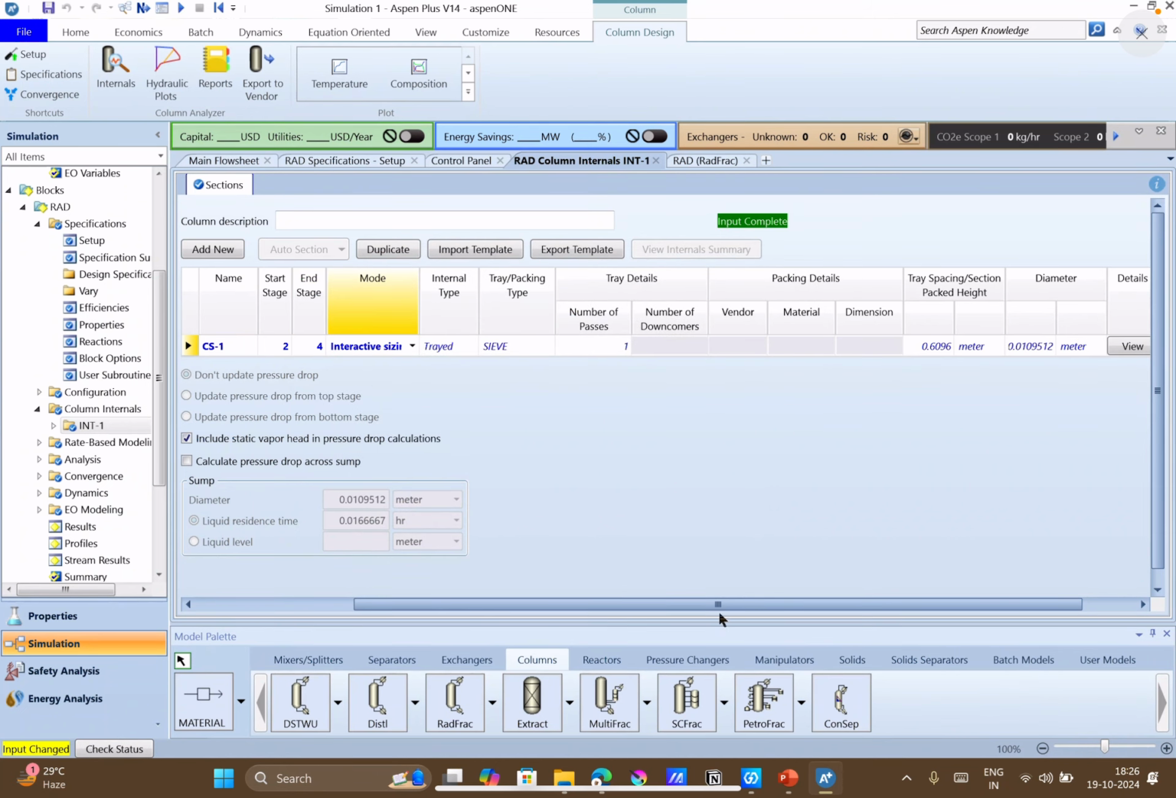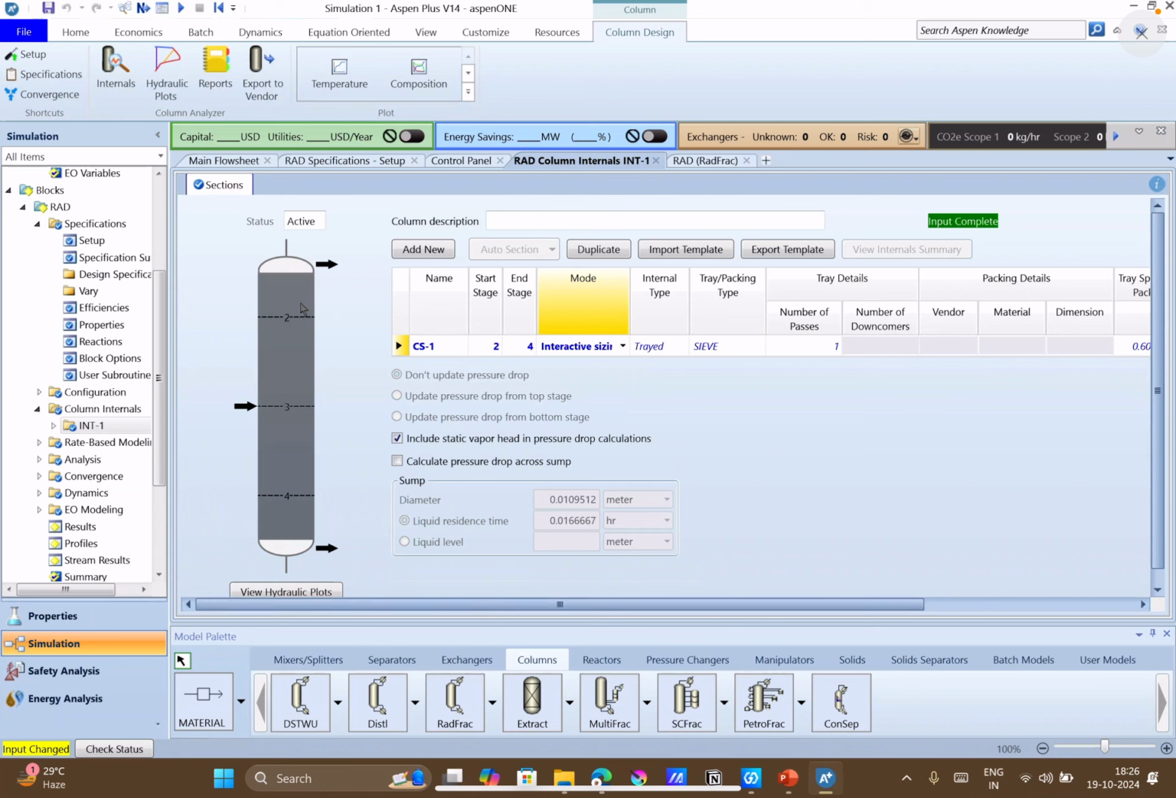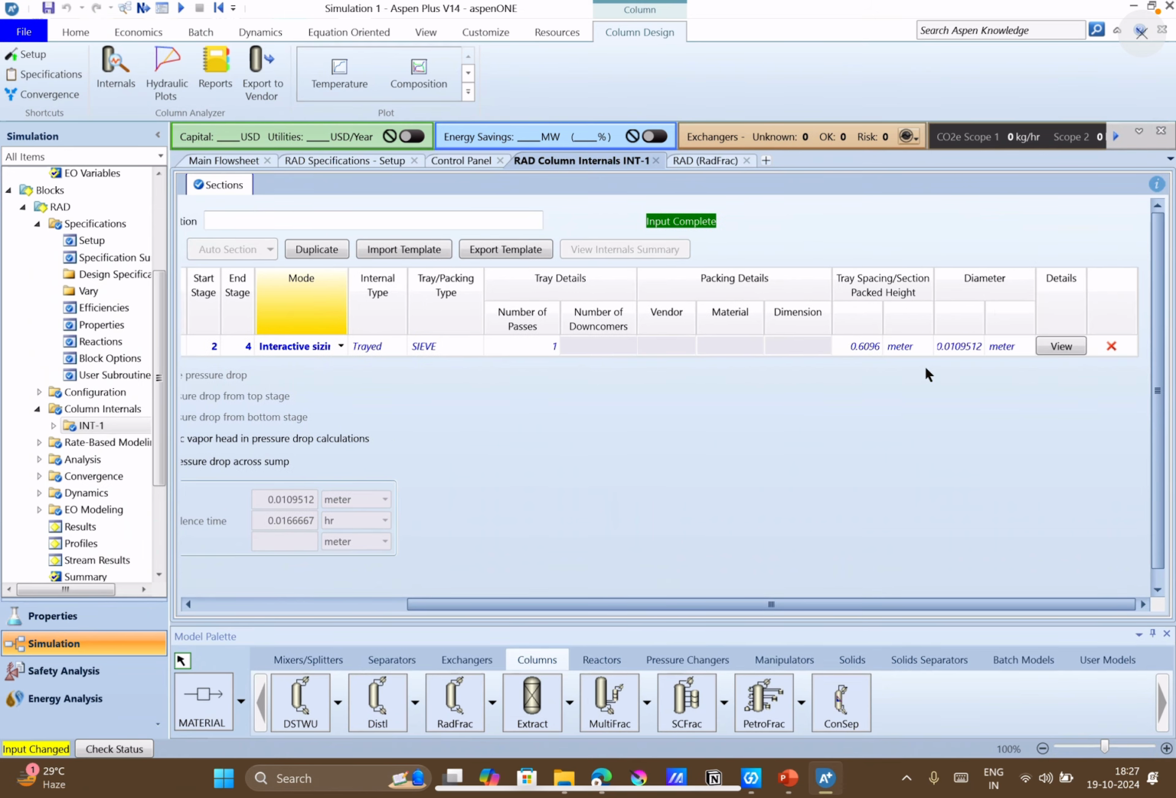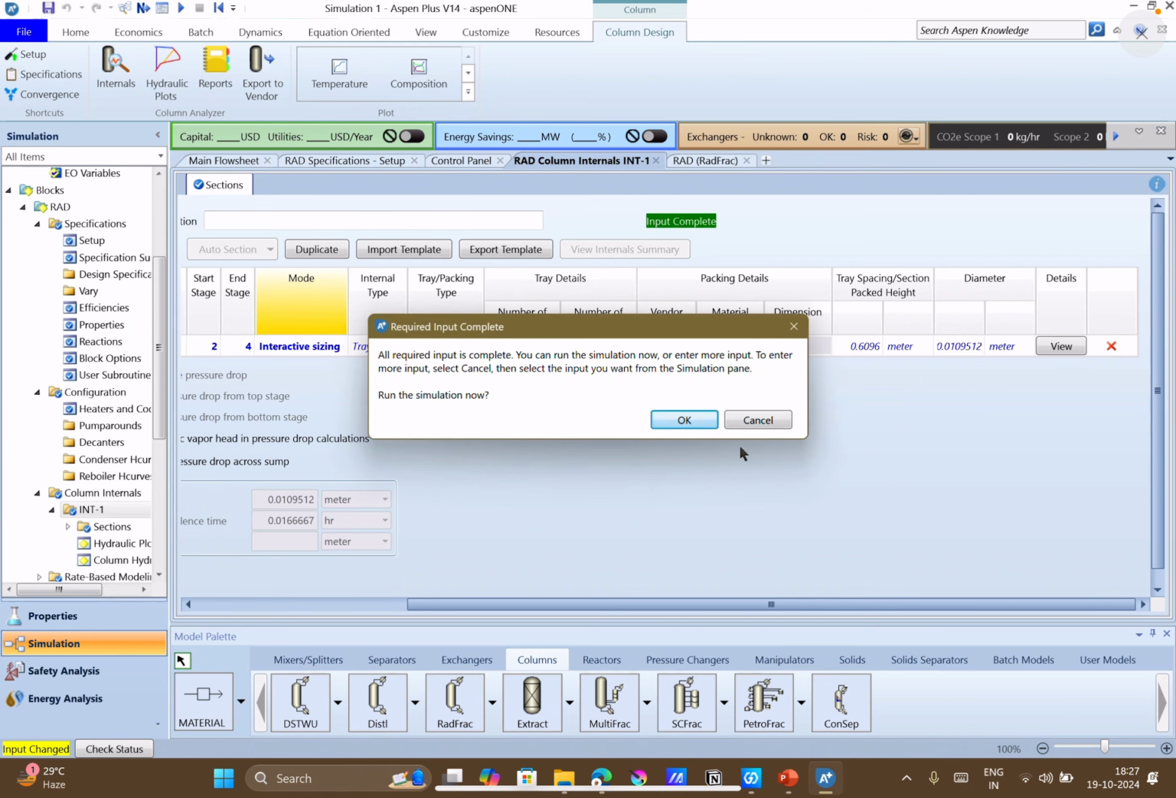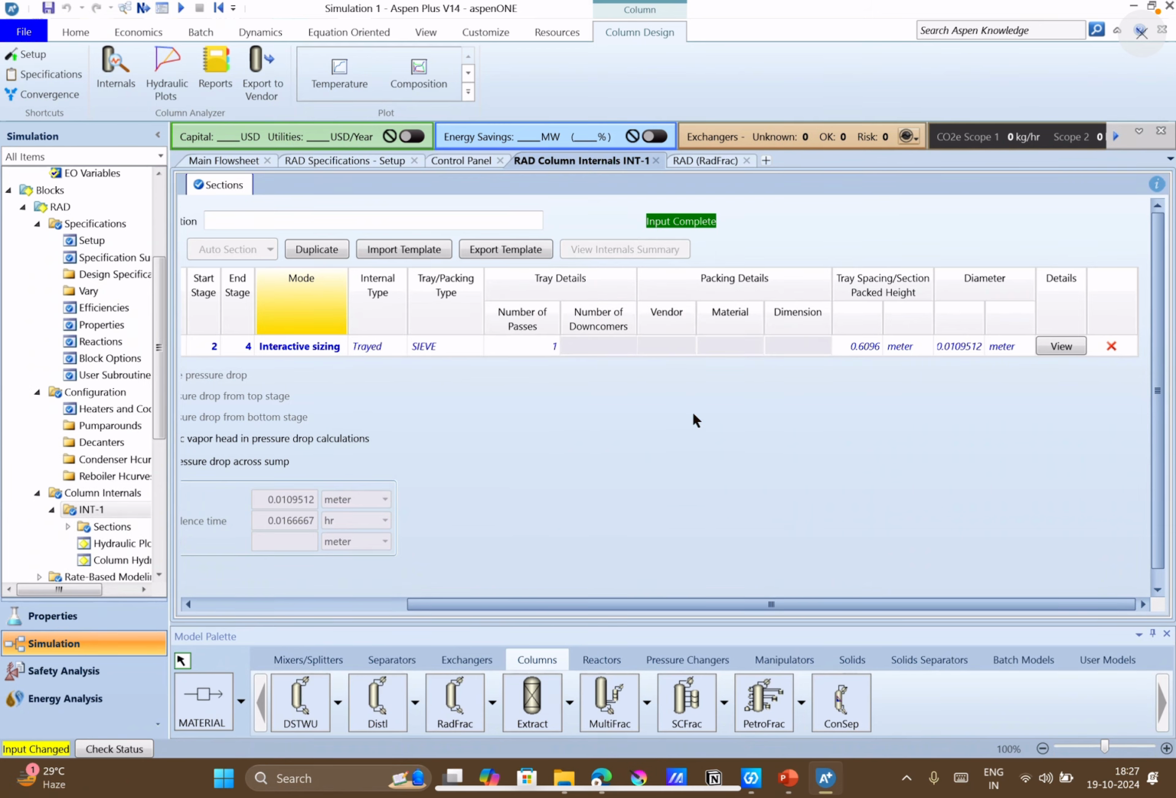Yeah, so we have provided from 2 to 4. The column has a total of 5 theoretical stages, including condenser and reboiler. Condenser is stage number 1, reboiler is stage number 5, and 2 to 4 is a sieve tray, with the tray spacing that we have changed. Since we have used interactive sizing, it has computed diameter accordingly. Now we will run the simulation and see how it affects our result.